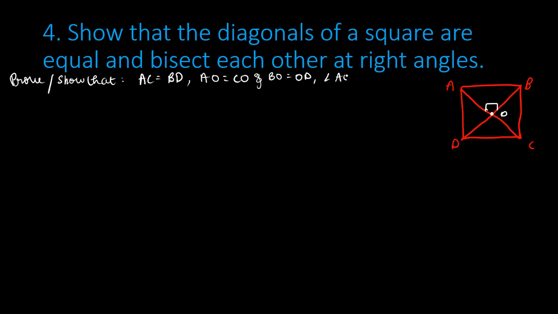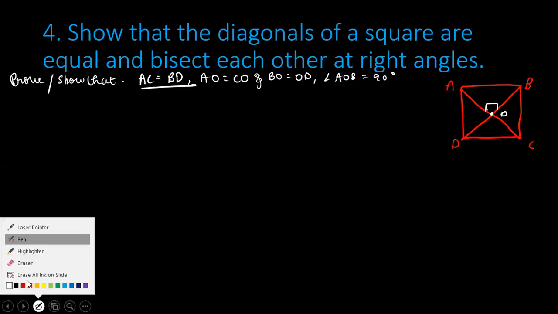So angle AOB, let's say, is equal to 90 degrees. You just have to prove that one of the angles is 90 degrees. You can take angle AOB equal to 90 degrees, or angle BOC, or angle DOC, or angle AOD; all these are equal to 90 degrees. Any one of these you can take and prove, because if you prove one angle to be 90 degrees, that itself is sufficient. Clear?